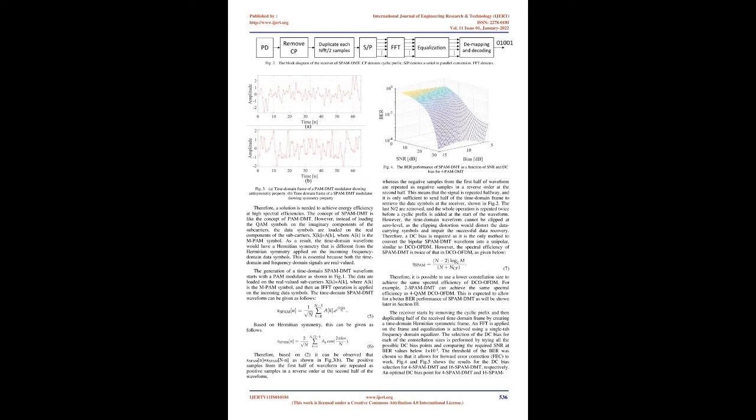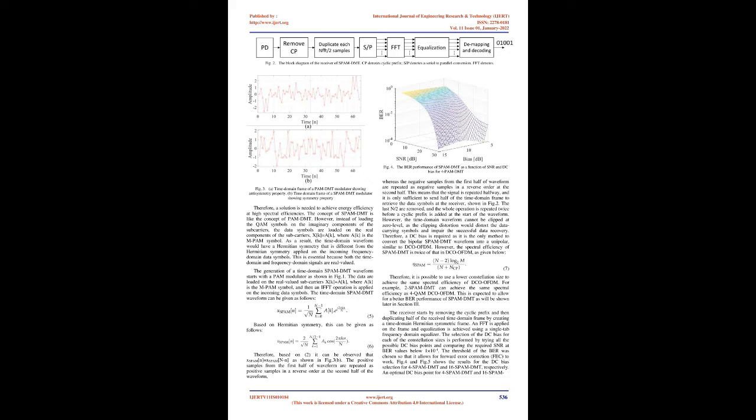Therefore, clipping the time domain at zero level does not distort the data symbols on the imaginary component of the subcarriers. However, a 3 dB SNR penalty affects the demodulator due to clipping the time domain PAM-DMT signal at zero level. The spectral efficiency of PAM-DMT modulation scheme can be given as follows.